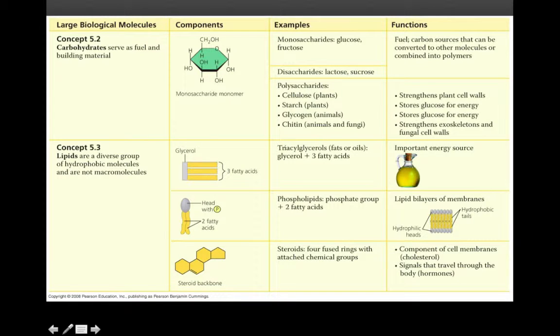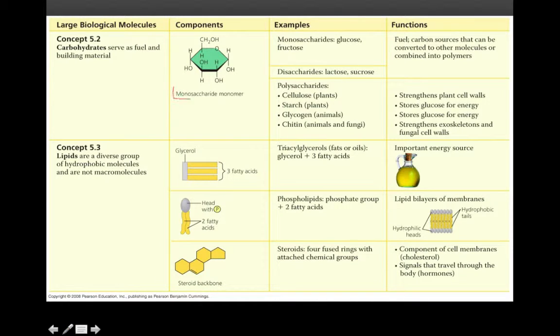The final slides are a nice summary of the key points to take home in this chapter. Also, you have a nice table at the end of your organic molecules laboratory that does the same thing with a little more detail. We talked about carbohydrates first.